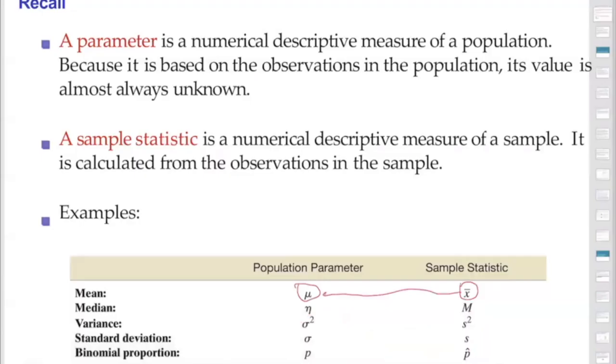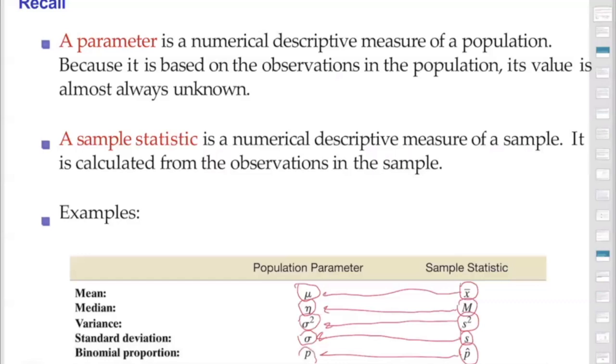Same thing for the median. If we call the sample median M, then M is a good estimate of eta, the population median. Same thing for the variance. The sample variance is S square. It's a good estimate of sigma square, the population variance. Same thing for the standard deviation. The sample standard deviation S is a good estimate of the population standard deviation sigma. And last is the proportion P hat. This sample proportion is a good estimate of the population proportion P.